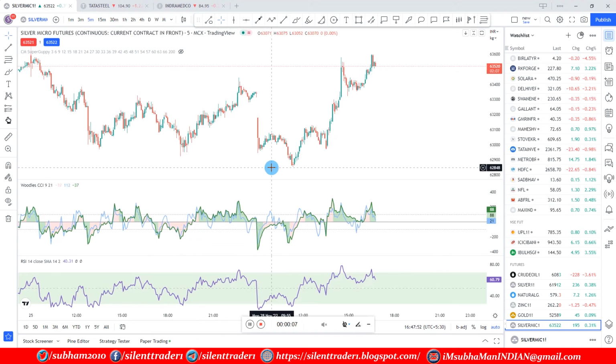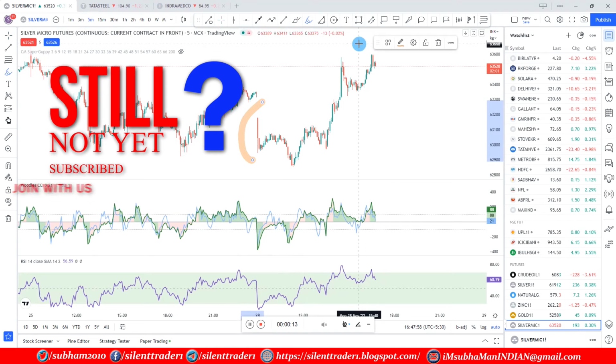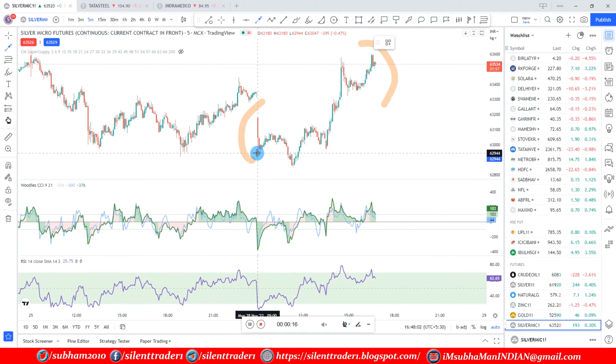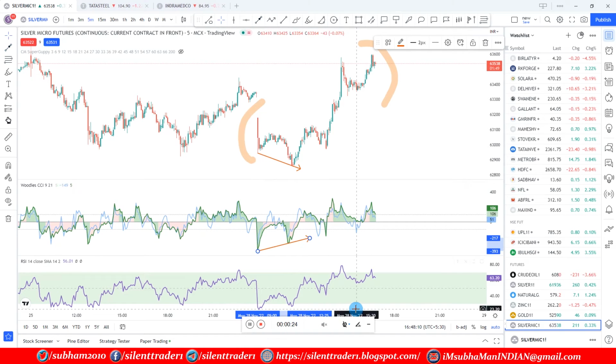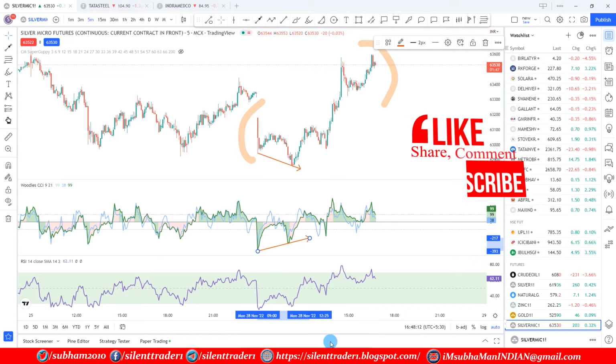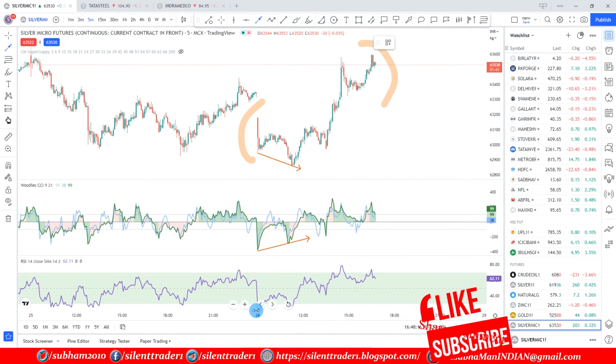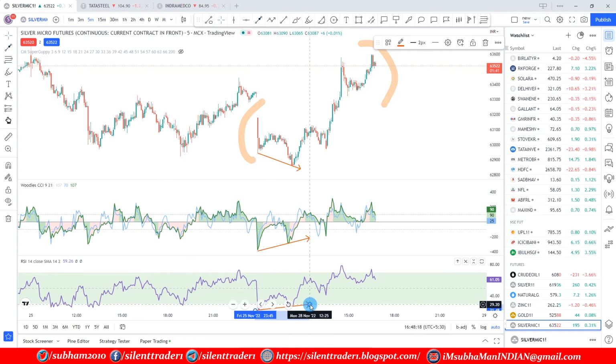Today I am on silver micro chart and this is today's range of trading. Check out the chart first. Price trend is negative. CCI on positive trend as you can see on this chart. RSI chart also on positive trend.